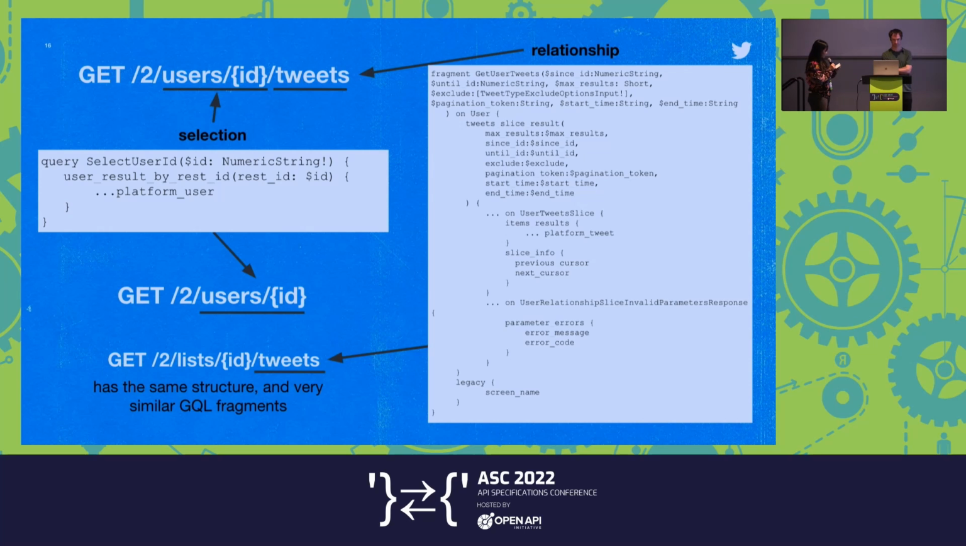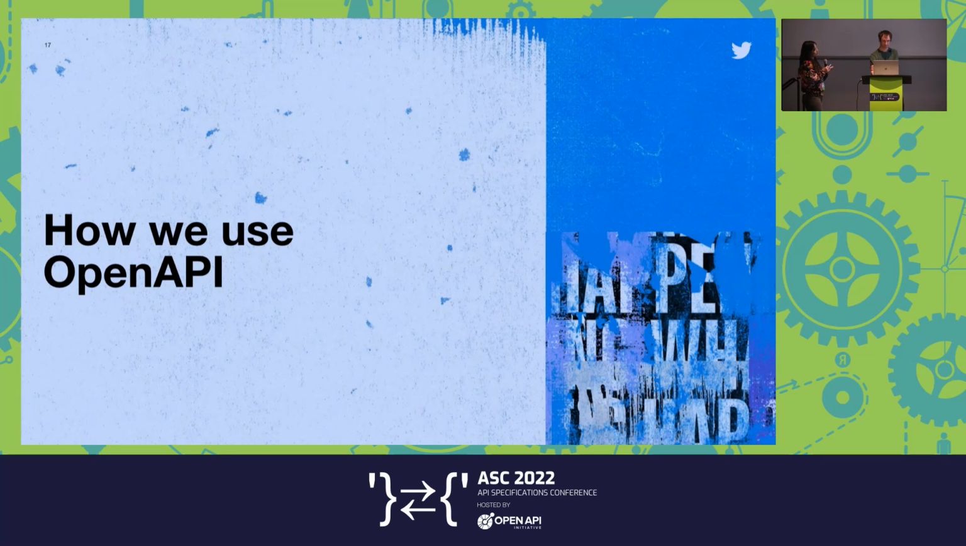Additionally, if we were to look at the GraphQL for the get tweets of a list by ID endpoint, we would notice that the relationship fragment used to return the tweets of the list is very similar to the fragment used to return the tweets of the user. So that's how we use GraphQL to implement the public API.